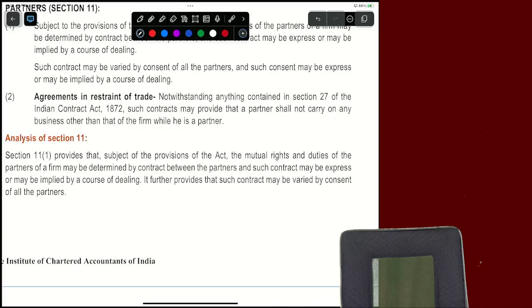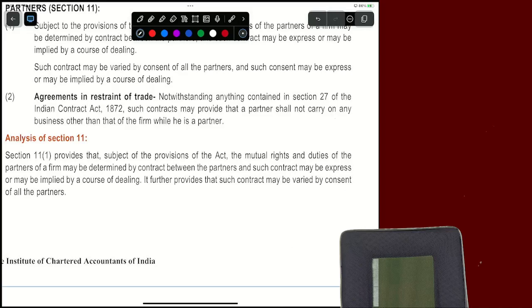Therefore, in partnerships, one contract is allowed in the deed. What contract? Agreements in restraint of trade. When you are a partner, you are restrained from carrying on a similar business again. This is against the Contract Act. If you write like that under the Contract Act, is it valid or void? But in partnership it is valid. That's why it uses the words, notwithstanding anything contained in section 27 of the Contract Act.